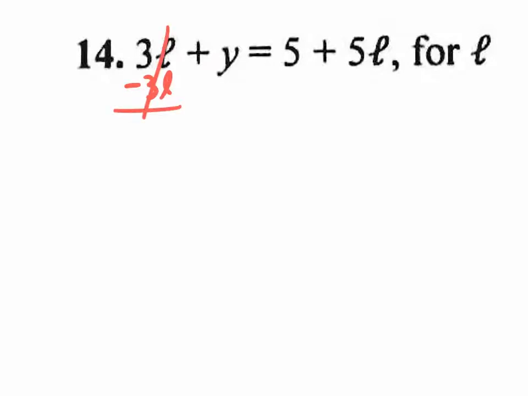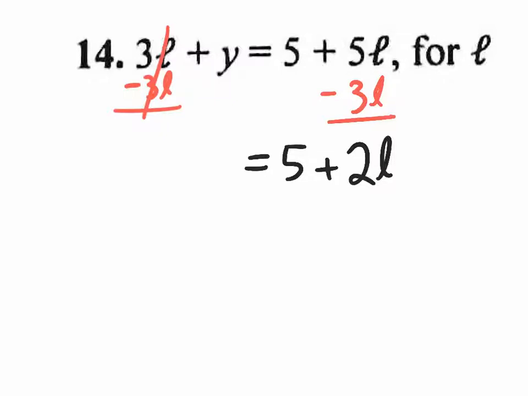And when I do to one side, I do to the other. Now I cannot subtract 3L with the 5, but I could subtract it with the other L, with the 5L. So I'm going to actually subtract 3L from the 5L. And 3L take away 5L, that is 2L. Now let me bring down the rest. This is a positive 2L. There's a 5 right here. The equal sign comes down. And there's a y right there.